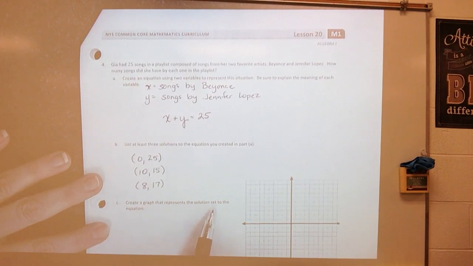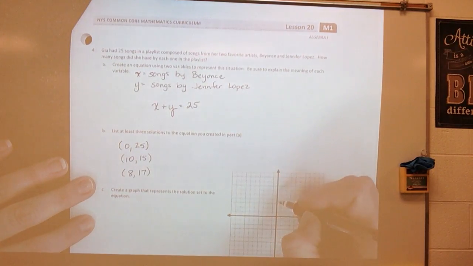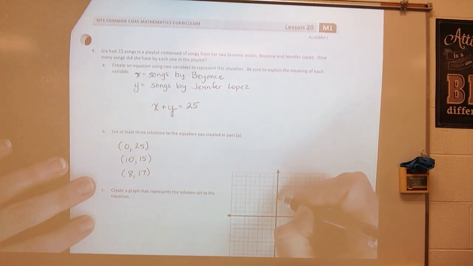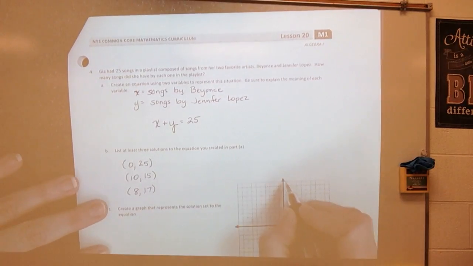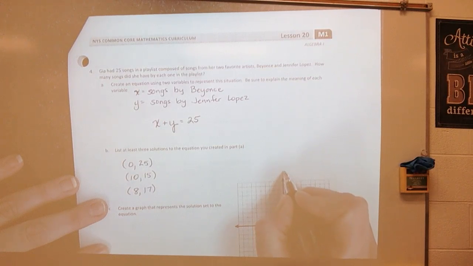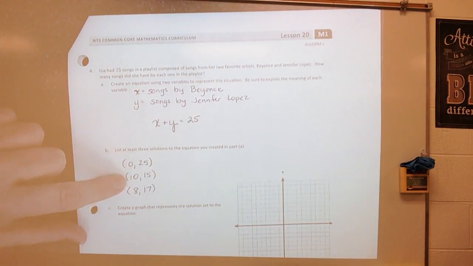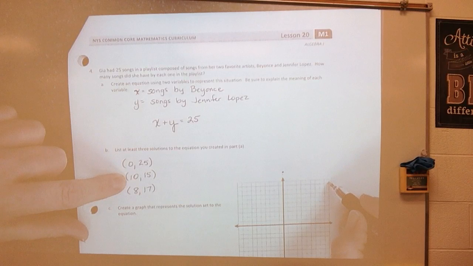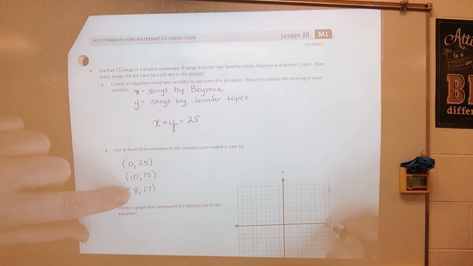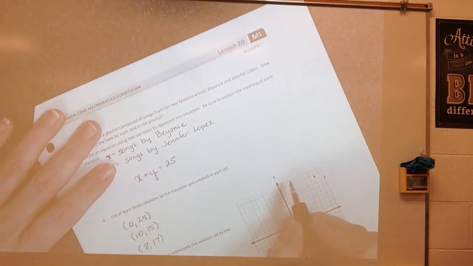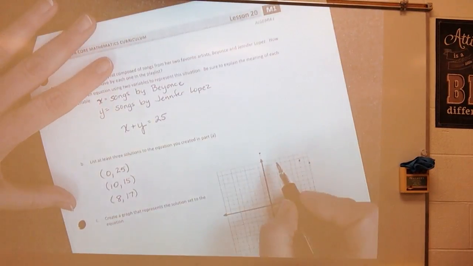Create a graph to represent the solution set to the equation. So 0, 2, 4, 6, 8, 10, 12, 14, 16, 18, 20, 22, 24, 25. Then 10, 2, 4, 6, 8, 10, 12, 14, 16, 18, and then 15. Then 8, 2, 4, 6, 8, 10, 12, 14, 16, 17. All right, and look guys, I have that line. All right, I have a line here.